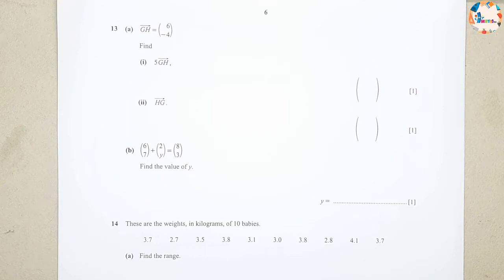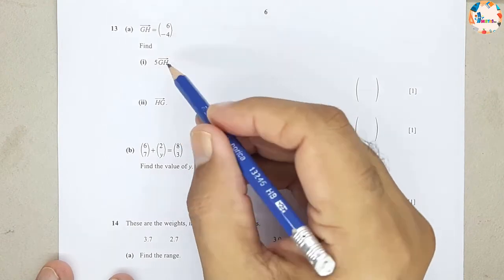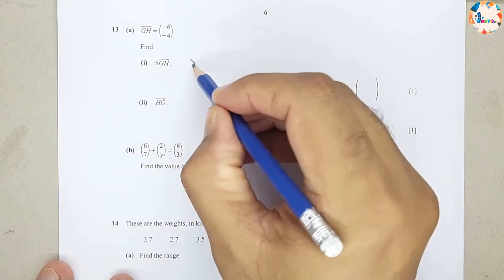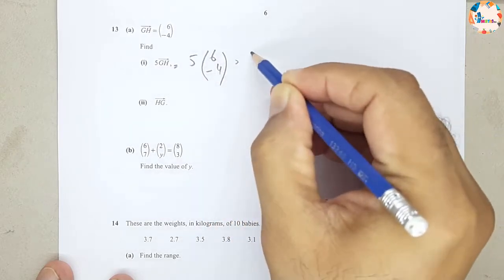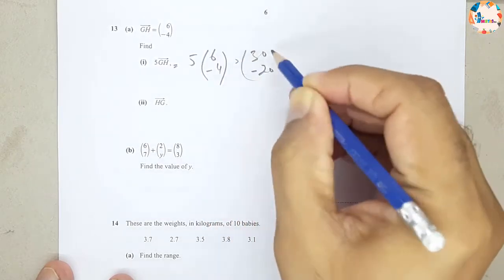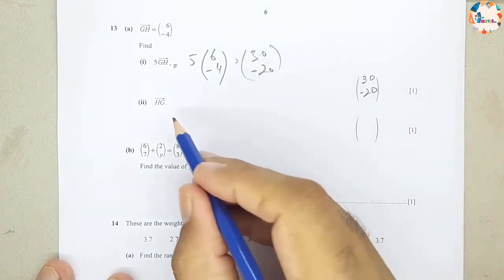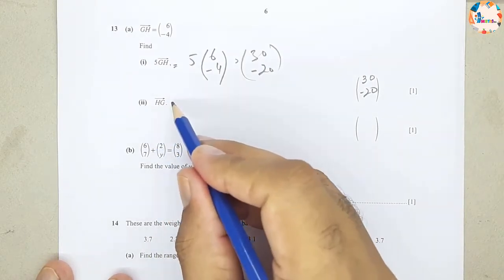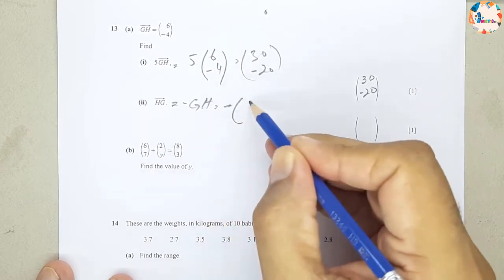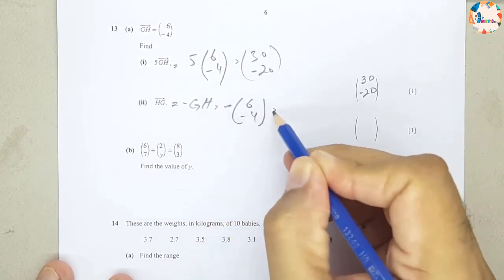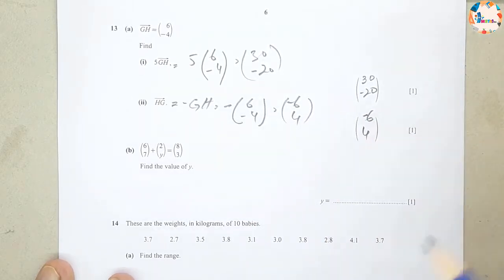Matrices, question number 13. GH is equal to 6 and minus 4. Find 5GH. So 5 multiply by GH, which is this one. So this will be 30 over minus 20. This will be our answer. We can copy answer over here. Then HG. We know HG will be equal to minus GH, and minus into GH means 6 minus 4, which is equal to minus 6 and 4. Our answer will be minus 6 and 4.